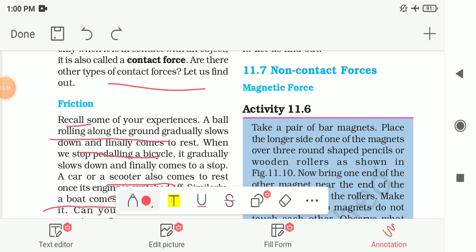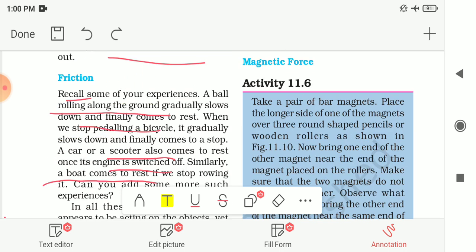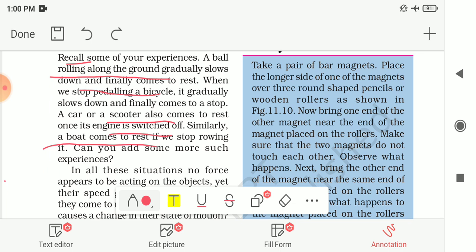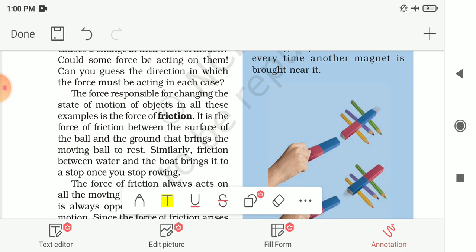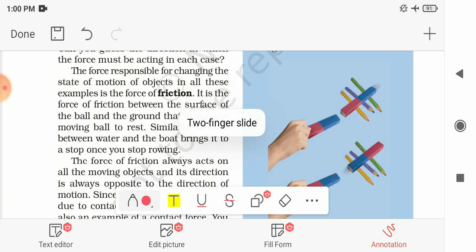So now to understand the first example of non-contact force, that is magnetic force, here one activity is given to you, that is activity number 11.6. For that you require a pair of bar magnets. Then place the longer side of one of the magnets over three round shaped pencils or a wooden roller as shown in the figure. That means in short you have to make the wooden roller.